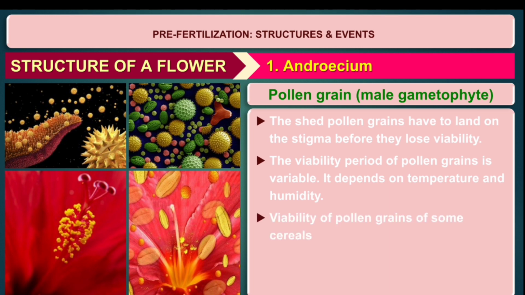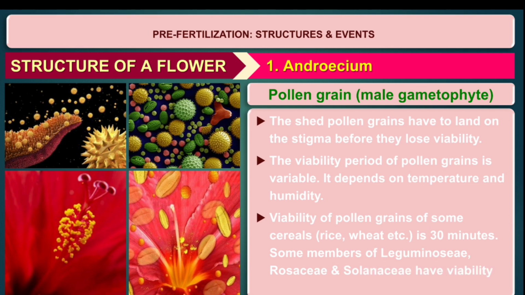The viability of pollen grains of some cereals like rice and wheat is around 30 minutes. Within 30 minutes there will be formation of the pollen tube and fertilization takes place. But some members of Leguminosae, Rosaceae and Solanaceae have viability for over a month. So that's why, when pollen grains fall on the stigma, they don't always undergo fertilization immediately. Some pollen grains are viable within a minute, while some need to wait for around 1 month. That's why the outermost layer, the exine, is made up of sporopollenin.